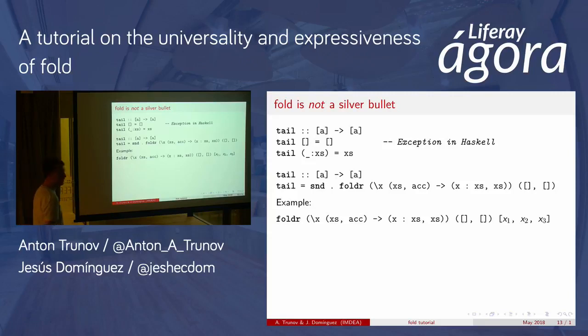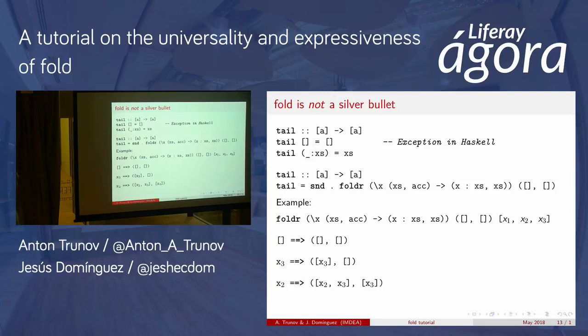So first it gets the empty list, the nil constructor. It produces the pair of empty lists. Then it gets element x3. What does it do? It returns the input list, which is x3, and its tail, which is the empty list again. Then we get the element x2.